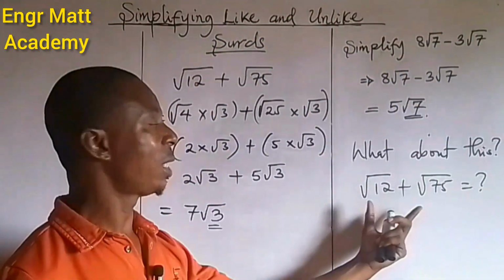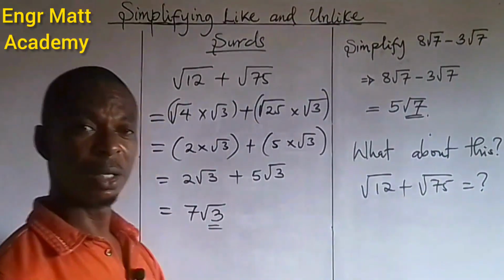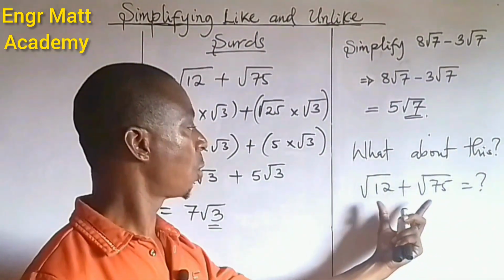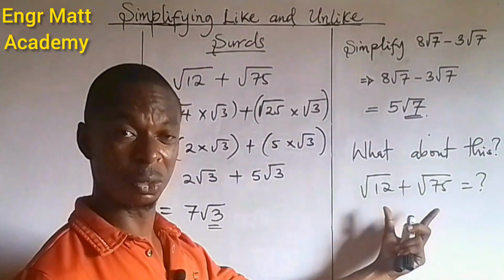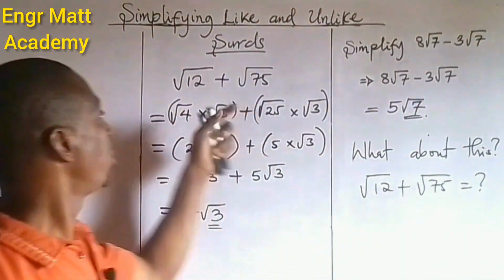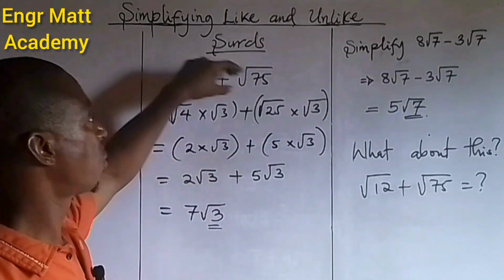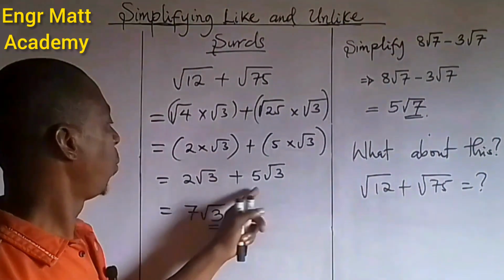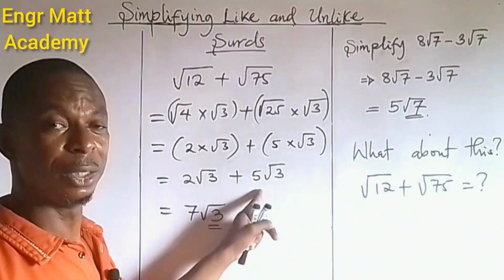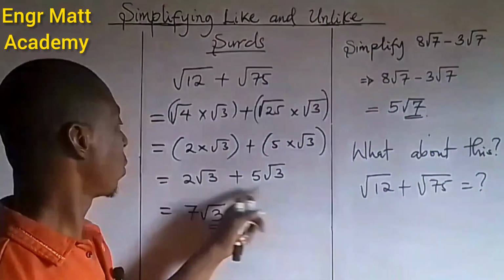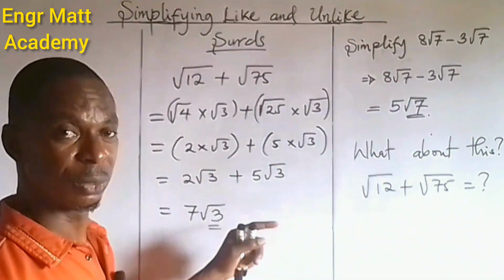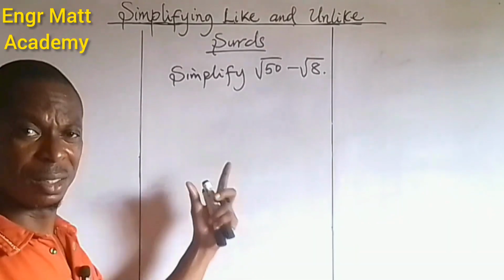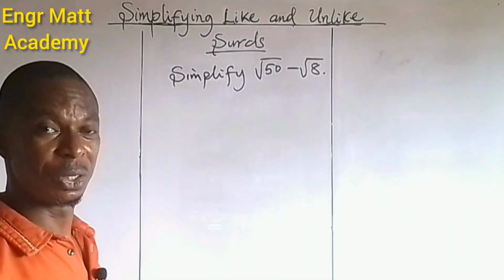So when simplifying surds and the problem is framed in such a way that we cannot tell whether the surds are like surds or unlike surds, we need to simplify each of the surds separately to a point where we can now reveal their true nature, whether the surds are alike or not. When they are alike, we add the coefficient. This is very similar to the last one we just did.